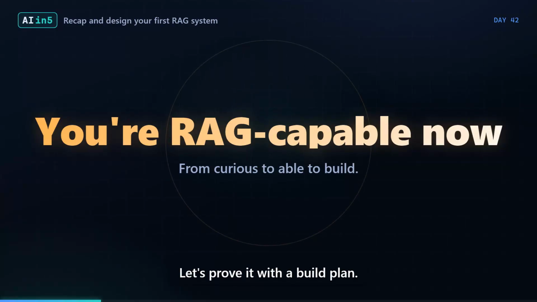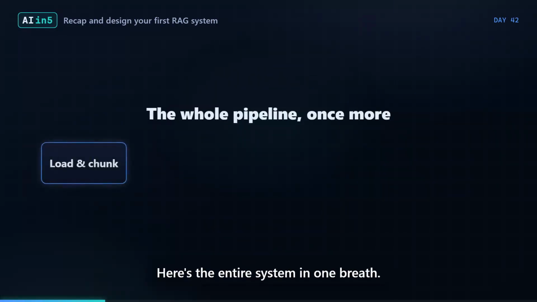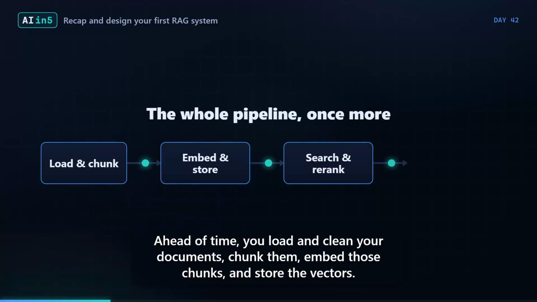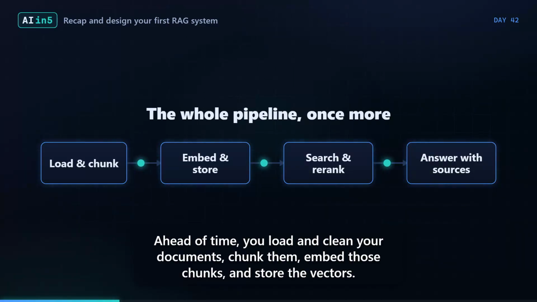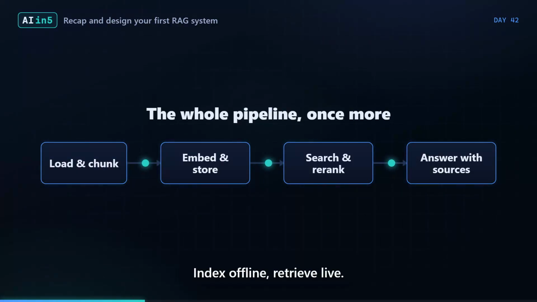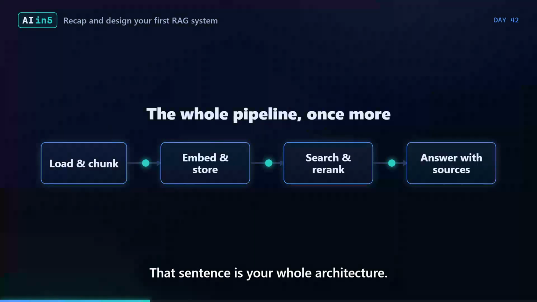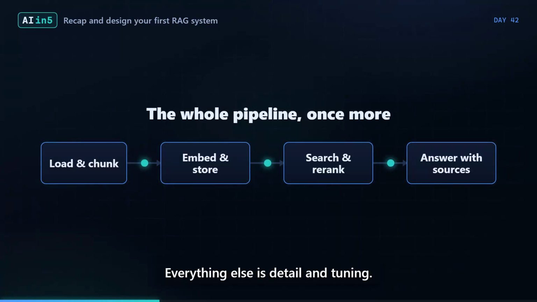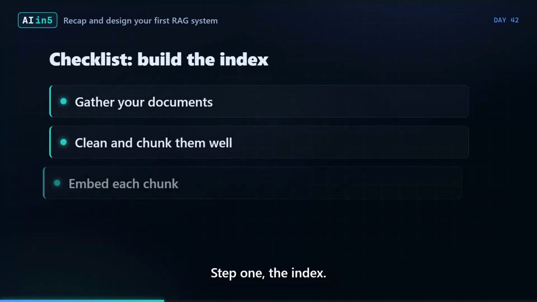Here's the entire system in one breath. Ahead of time, you load and clean your documents, chunk them, embed those chunks, and store the vectors. Then, at question time, you embed the question, search for the best chunks, optionally re-rank them, and feed them to the model to write a grounded, cited answer. Index offline, retrieve live. That sentence is your whole architecture. Everything else is detail and tuning. Let's make it a checklist.